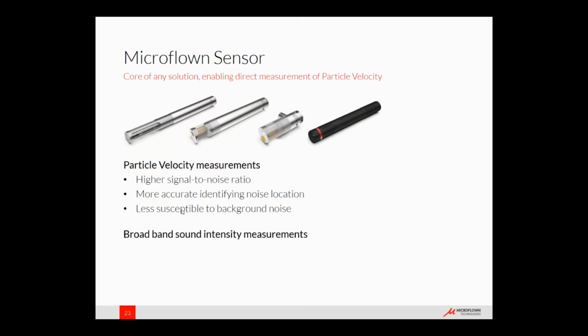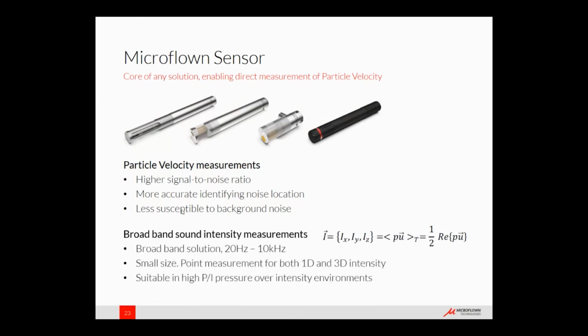So if we look at sound intensity, the principle behind it is relatively simple. You take the time average cross spectra between the sound pressure and the particle velocity. So since we can capture both pressure and velocity signal directly, we have a very straightforward way of measuring sound intensity.